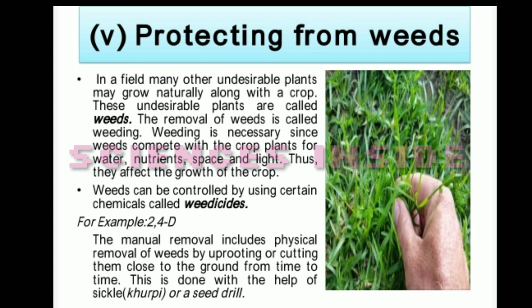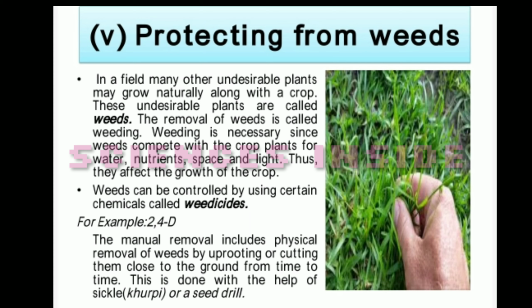In a field, many other undesirable plants may grow naturally along with the crop. These undesirable plants are called weeds. The removal of weeds is called weeding. Weeding is necessary since weeds compete with the crop plants for water, nutrients, space and light. Thus they affect the growth of the crop. Weeds can be controlled by using certain chemicals called weedicides.